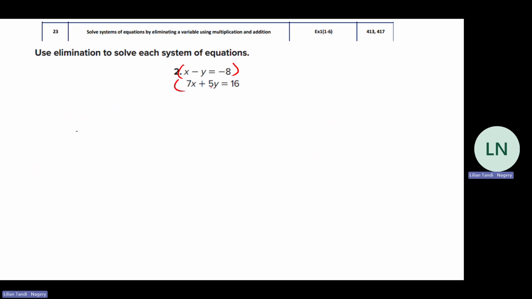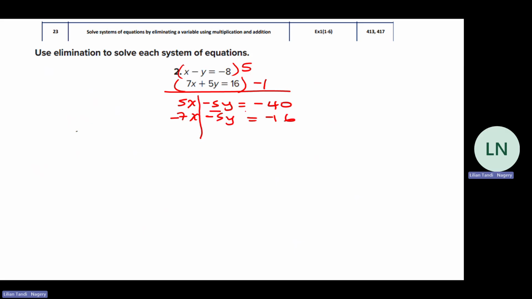I will eliminate y. This is negative 1, this is 5. Why am I starting in the middle? Okay. So this is 5x minus 5y equals to negative 40. 7x, but negative, minus 5y equals to negative 16.